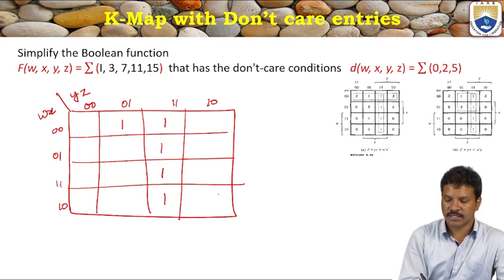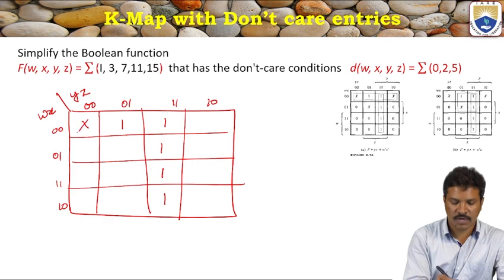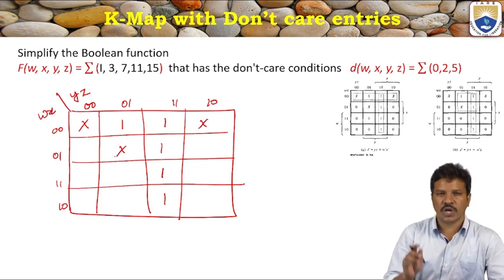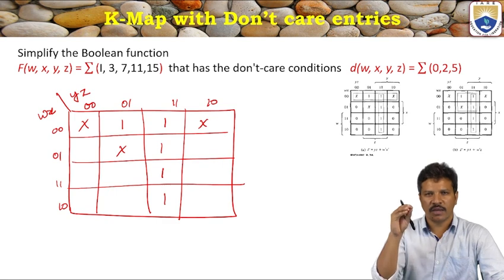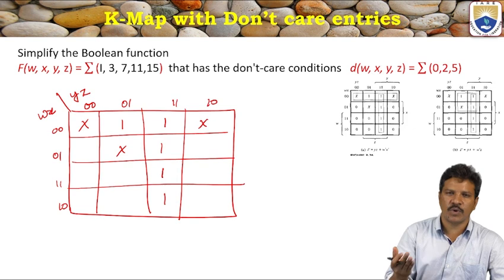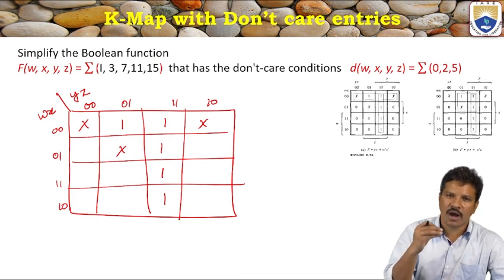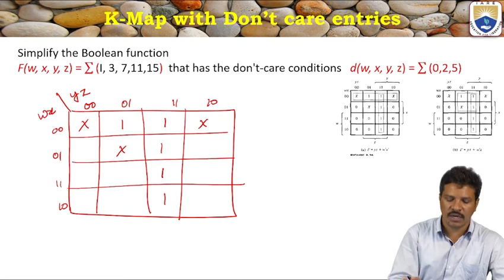What are the don't cares? 0 to 5. 0 is one don't care. 2 is another don't care. 5 is another don't care. So our aim is to cover all ones. In order to cover all ones by following 16 adjacent ones, 8 adjacent ones, 4 ones or 2 ones, we can use those don't cares, but it is not required to cover all the don't care x square boxes. Our aim is to cover all ones.